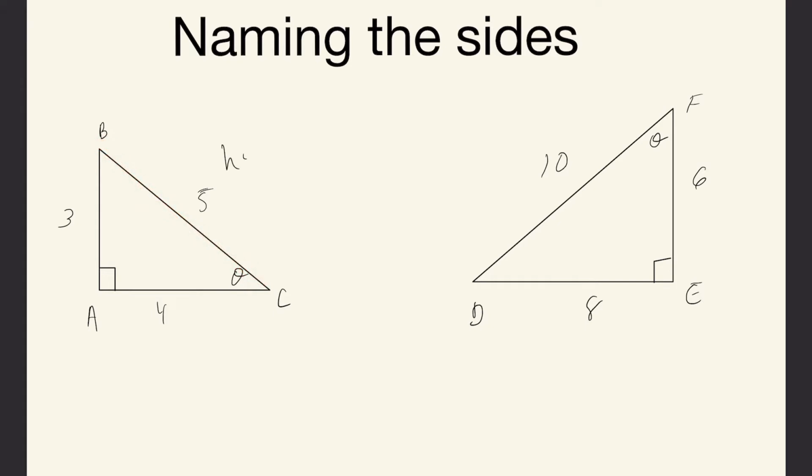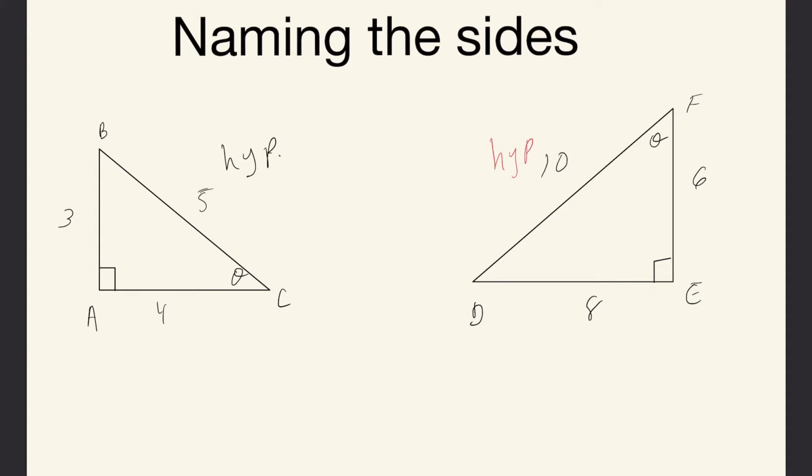So I'm gonna write that. So if you look at the other triangle next to it, DF is going to be your hypotenuse, which measures 10. So that's what I'm gonna do. I'm gonna write hypotenuse on it.